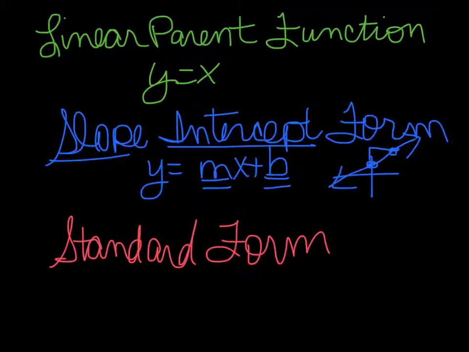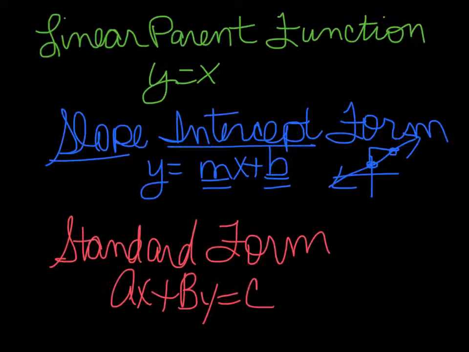The third thing we talked about was standard form, which was ax plus by equals c. In standard form, the easiest thing to do is to find your intercepts. How do you find your x-intercept? You put 0 in for y, and you solve for x. And then that gives you your x-intercept. To find your y-intercept, you put 0 in for x, you solve for y, that gives you your y-intercept and 2 points, and you draw a line through that.